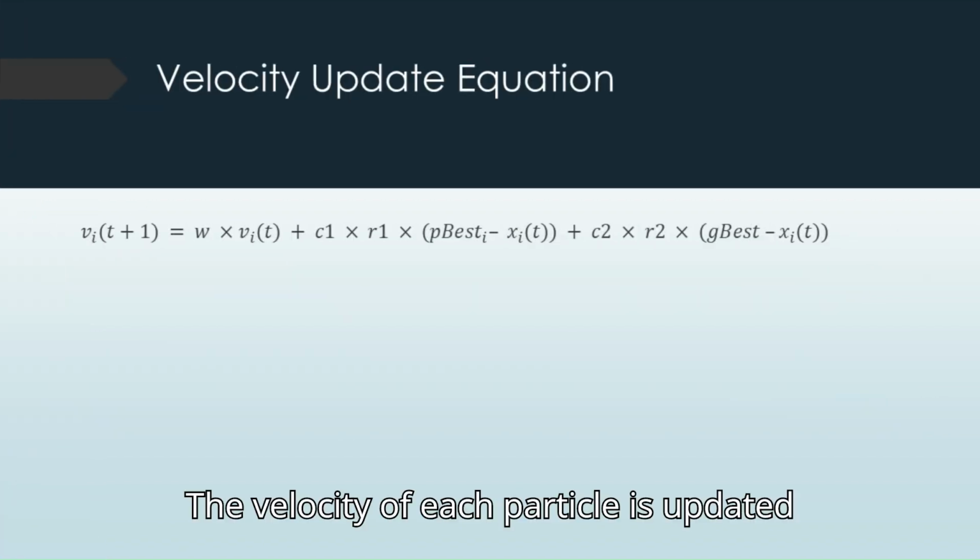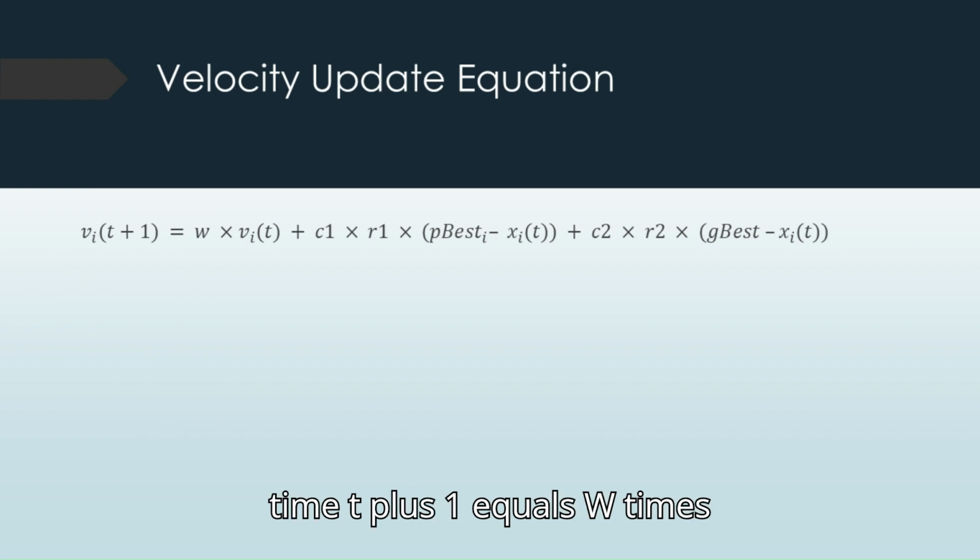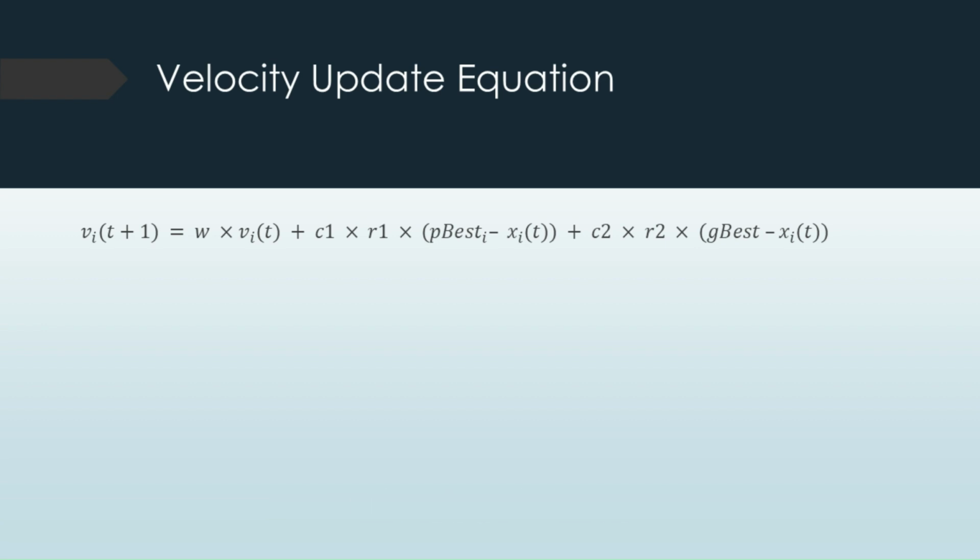The velocity of each particle is updated using the following equation. V sub I at time t plus 1 equals W times V sub I at time t, plus C1 times R1 times (best sub I minus X sub I at time t), plus C2 times R2 times (G best minus X sub I at time t). Let's break down what each term represents.